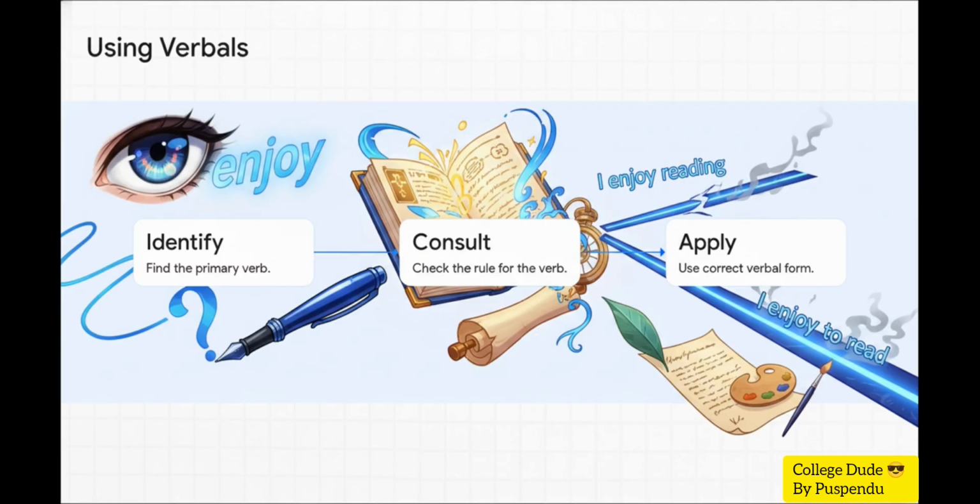Same goes for our story. If you write Johnsey wanted, you absolutely must follow it with the infinitive to paint, not painting. It seems like a tiny mechanical detail, but mastering it is what separates clumsy writing from a polished masterpiece.